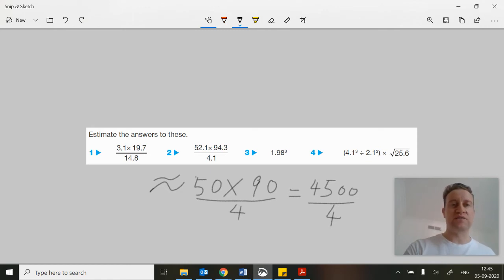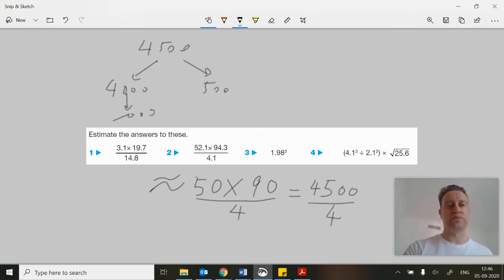But alternatively, you could say, let's halve it twice. Dividing by 4 is the same as halving twice. You may have different methods for doing this, but to halve twice, you might want to make a halving machine. So 4,000 divided by 2 is 2,000. 500 divided by 2 is 250. Put them back together again, and you get 2,250. There's my halving machine.